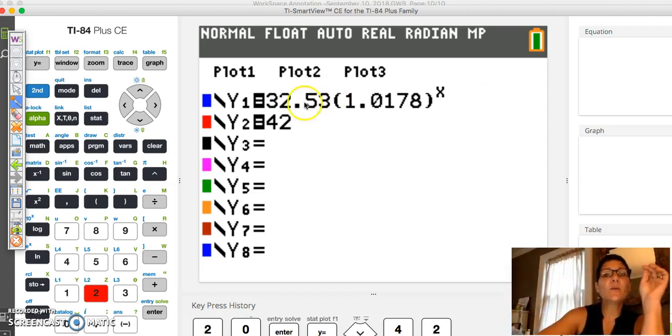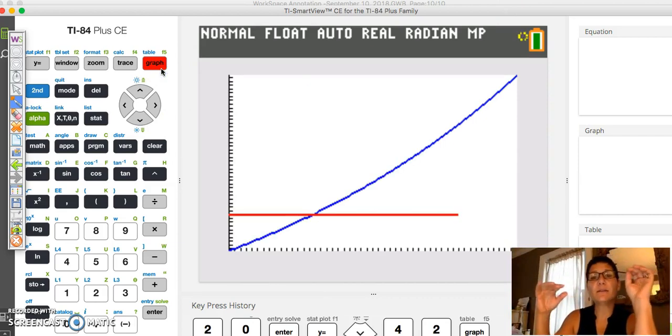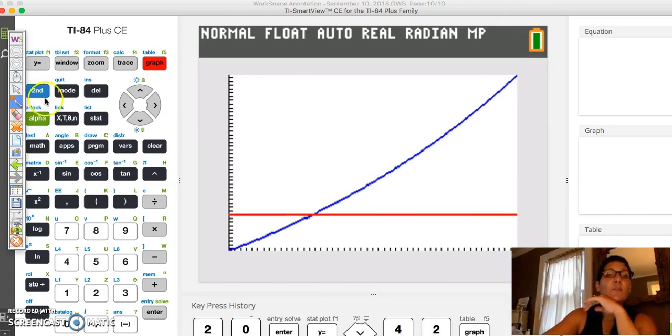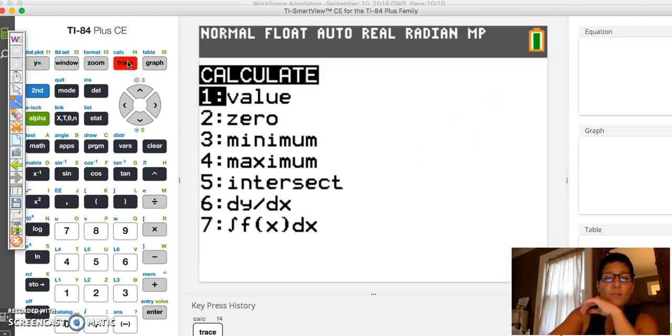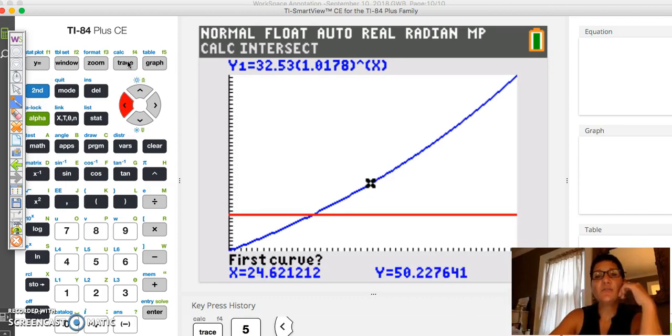So when I press my graph key, that point of intersection is going to tell me when. And if you remember, to get that point of intersection, we do second calc, and we do 5 for intersection, and you just move your cursor to the left until it looks like it's pretty close to that point of intersection. Okay, mine's a little erratic. It should be easier for you guys. Okay. So we're right here.